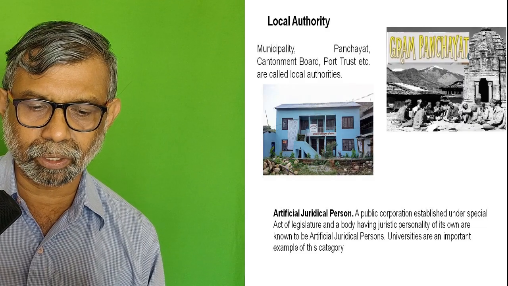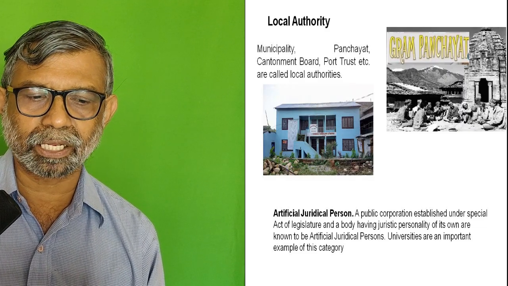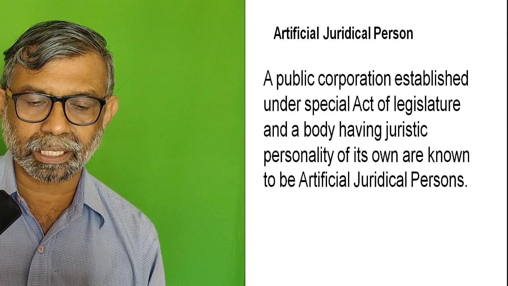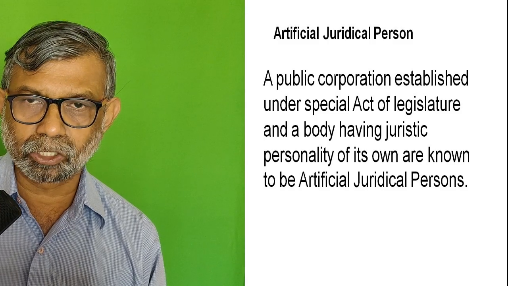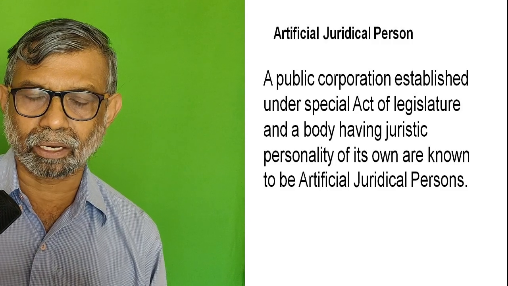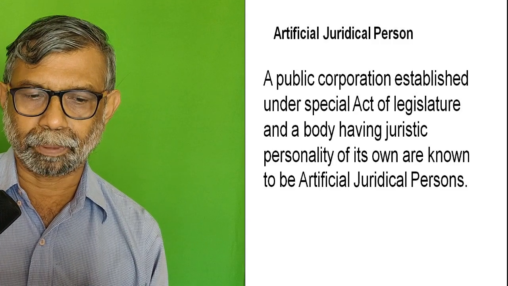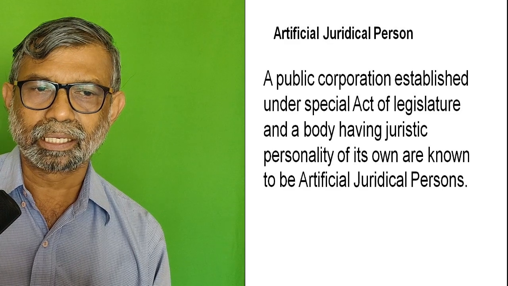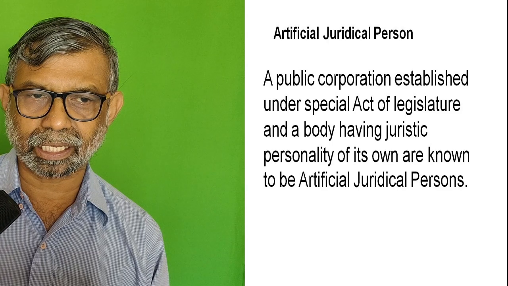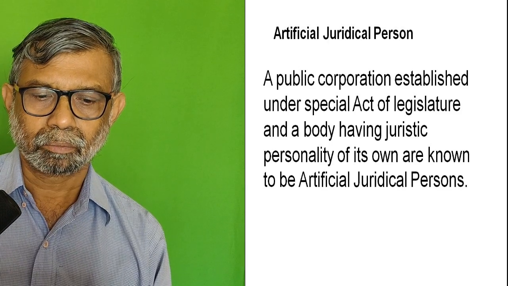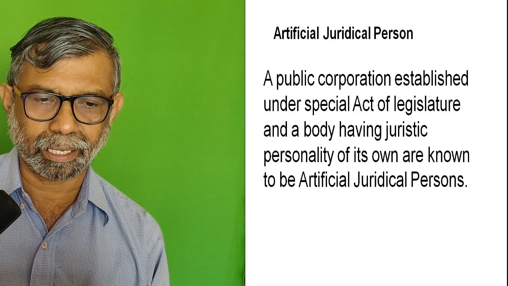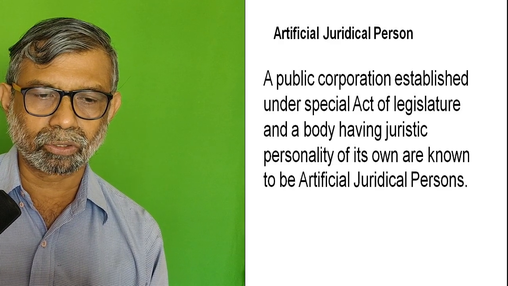Then artificial juridical person. A public corporation established under a special act of legislature and a body having juridical personality of its own are known as artificial juridical persons. If it is not any local authority, or not a company legally constituted, but exists as per an act, like MSRTC, Maharashtra State Transport Corporation, or Mumbai University, these are artificial juridical persons. Clear? Now let us go through certain cases.